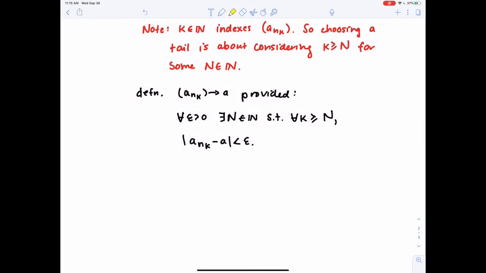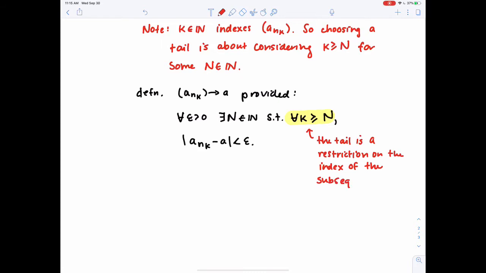So again, this piece here, capital N is now going to be telling us a restriction on the index of the subsequence. So the tail is a restriction on the index of the subsequence. And some people might find this weird and they might prefer to work with just saying pick a tail such that little n_k is greater than or equal to that tail.